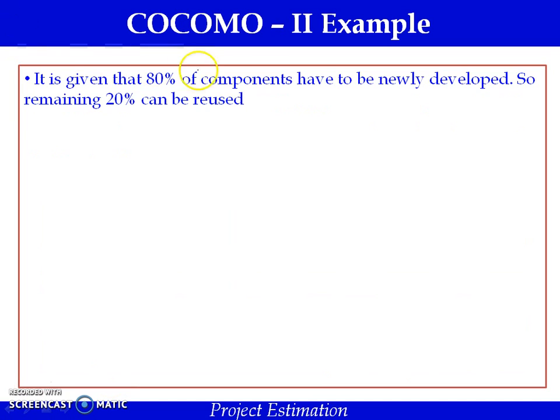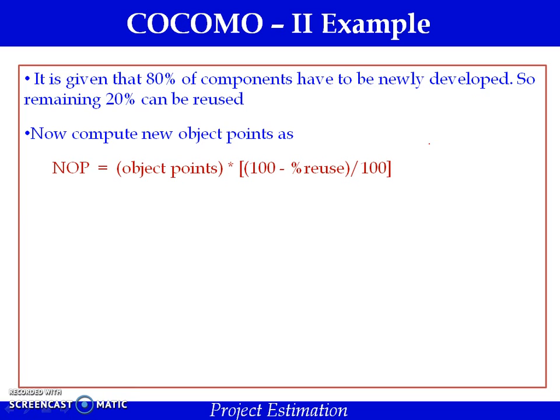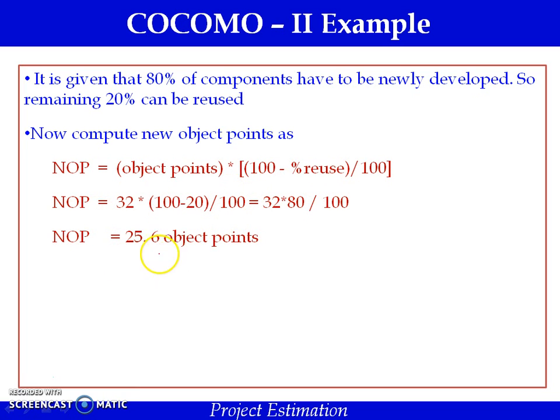It is given that 80% of the components have to be newly developed, so the remaining 20% can be reused. So for the new object points to be developed, we have the formula here. We supply the values: 32 object points we have to develop and 20% is the reusability. So 32 into (100 minus 20) divided by 100, which gives us the value 25.6. So among the 32 object points we have calculated, we can reuse about 6 object points, and we have to develop newly 25 to 26 object points.